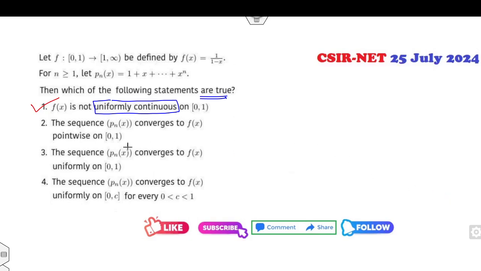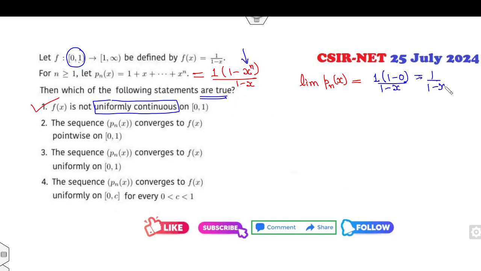Now, the second option is talking about pointwise convergence. Clearly, this sequence is a GP series. I can find the sum of the series is 1 over 1 minus x. Then you can find the limit of Pn(x). The domain is [0, 1), so if you take the limit as n approaches infinity, x belongs to [0, 1), this limit will be 0 over 1 minus x, plus 1 over 1 minus x, which is nothing but f(x). So you can say Pn(x) converges to f(x) pointwise. Fine. So the second option is the correct option.